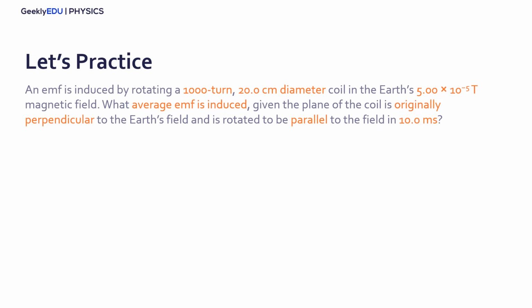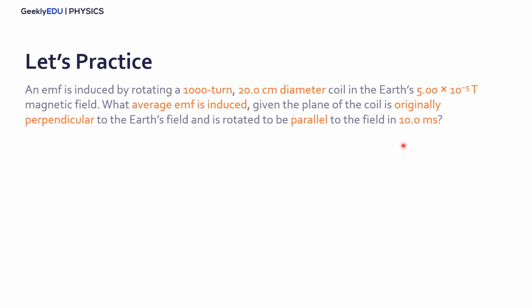Now it's time to practice a little bit of the concepts and formulas we've learned. We have an EMF that's induced by a rotating coil that has 1,000 turns and is 20 centimeters in diameter. It is in the Earth's magnetic field, which is 5 times 10 to the negative 5 Teslas. We want to know the average EMF that's induced, given that the plane of the coil is originally perpendicular to the Earth's field and is rotated to be parallel to the field in 10 milliseconds.